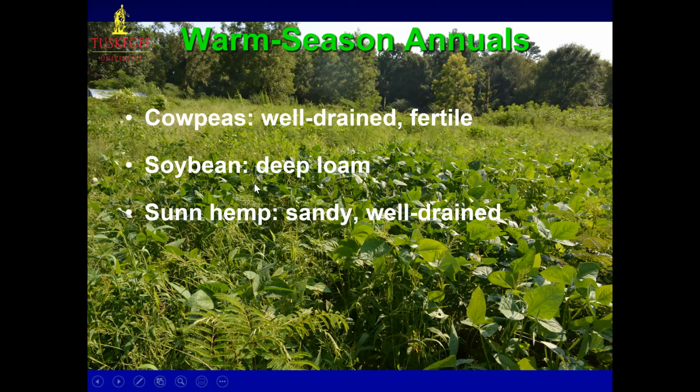Soybean, forage soybean, is another leguminous forage which requires deep loam type of soil, and sun hemp will grow in sandy and well-drained soil. Some of our colleagues have worked with sun hemp, but it grows tall, and we have to be mindful while grazing with the animals to graze on time. If we do not graze on time, it will grow tall, and most of the forage will be trampled if we include animals once they have grown so tall.